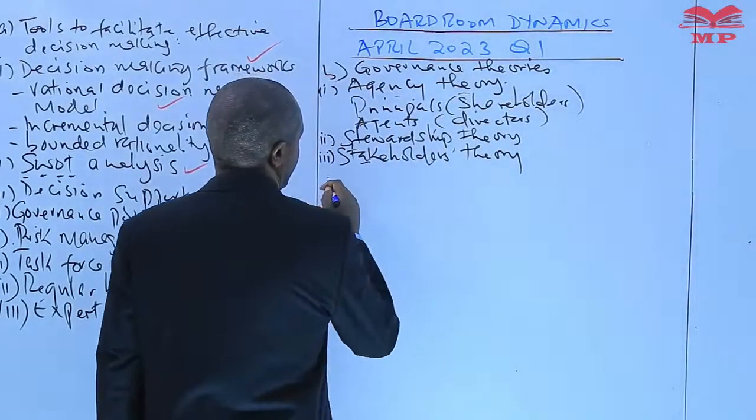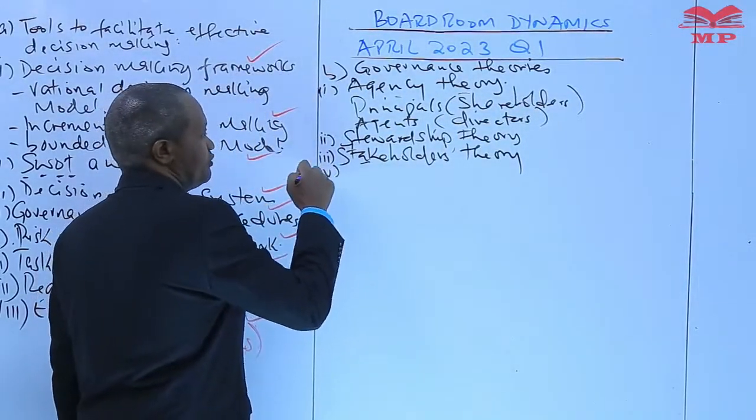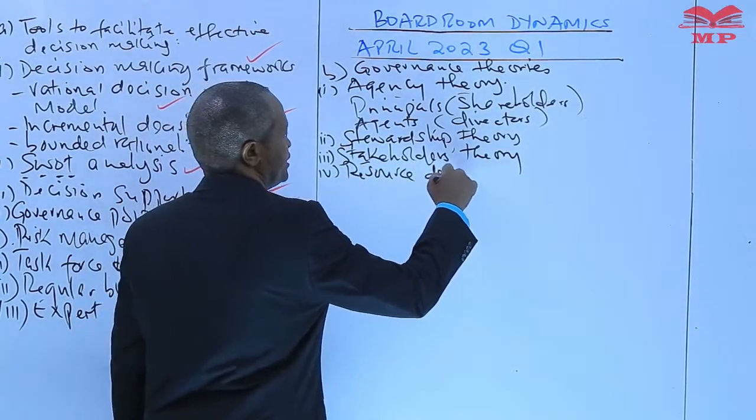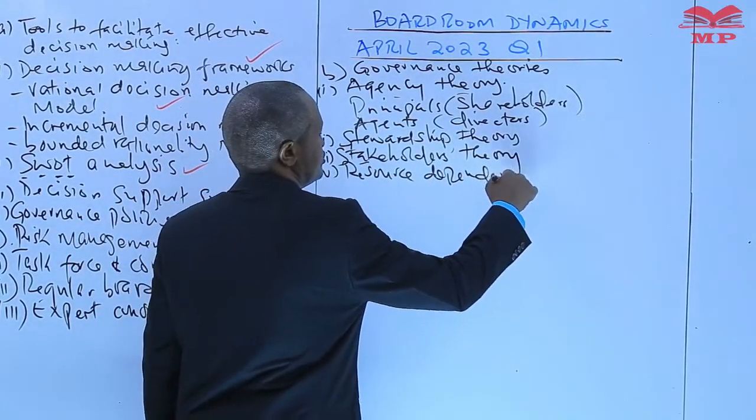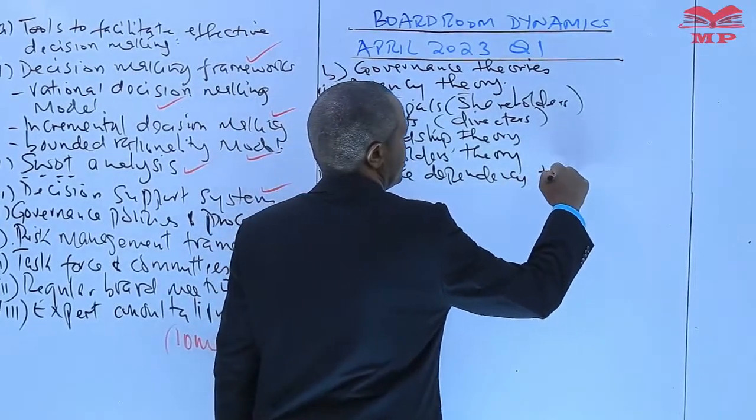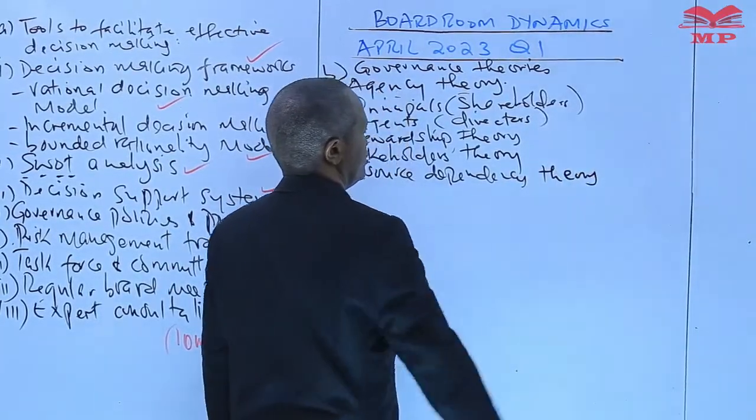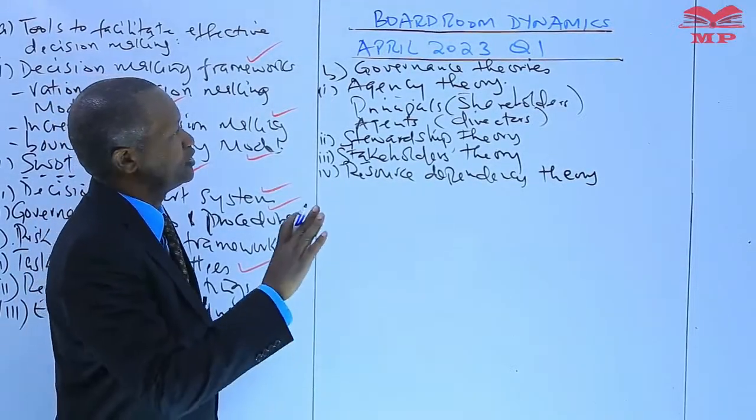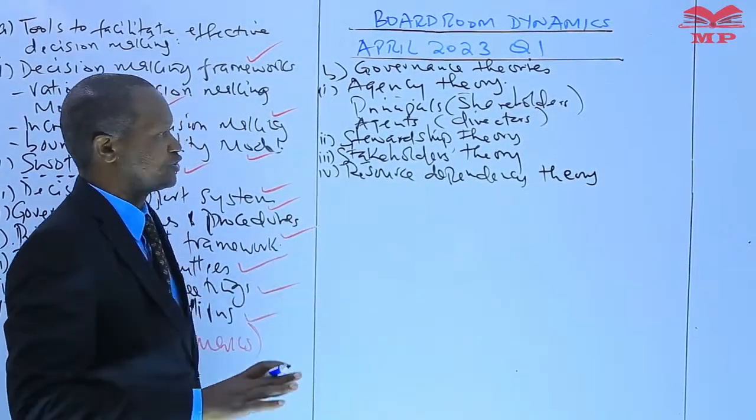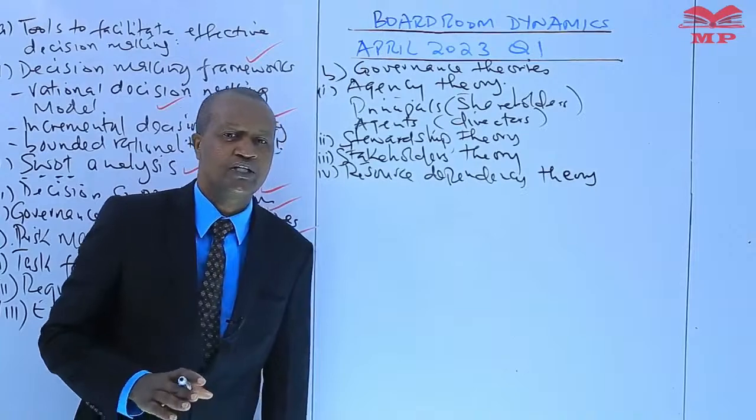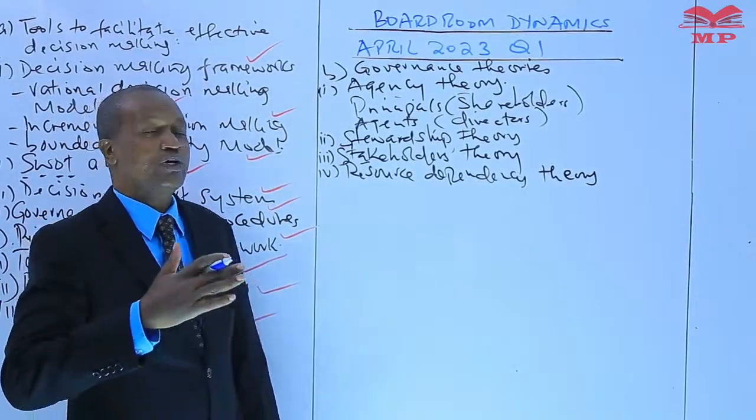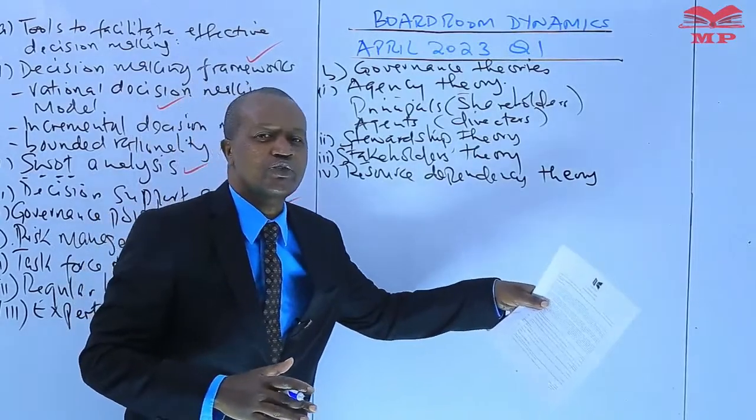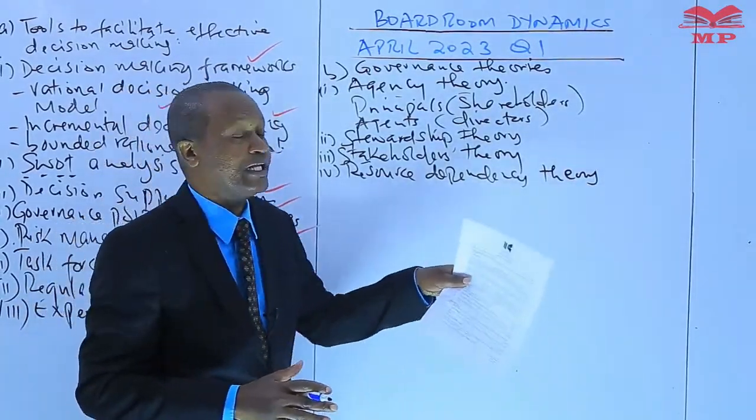Resource dependency theory, number 4. Resource dependency theory is a fourth governance theory. It suggests that organizations are influenced by external resources such as capital and expertise.